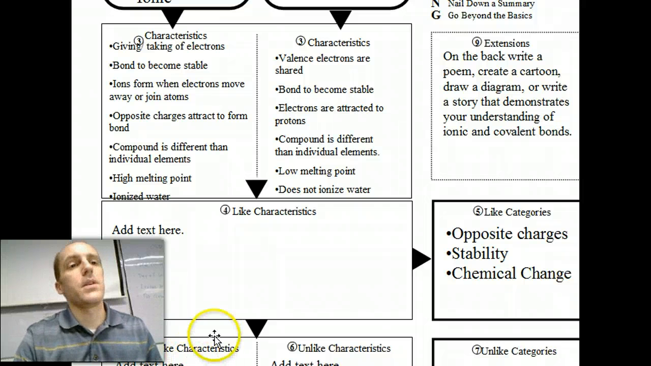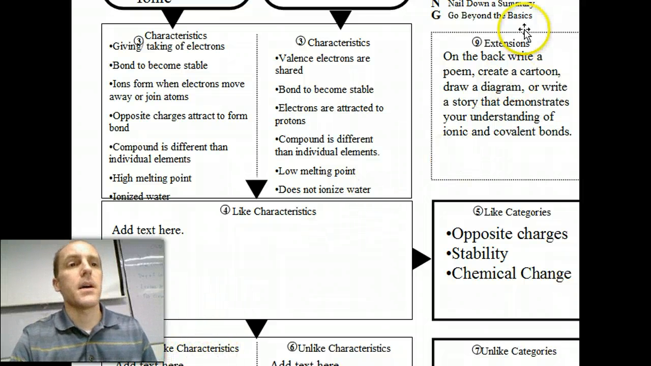Okay, now that you have written your summary and you've talked about that, on the back of the paper, you have some choices that you can do. One of them is to write a poem. You can create a cartoon, draw a diagram, or write a story that demonstrates your understanding of the differences and similarities between ionic and covalent bonds. So that will be something that you need to work on once you have completed the other parts of this table. I hope you have a great weekend, and I will see you back at school on Monday.